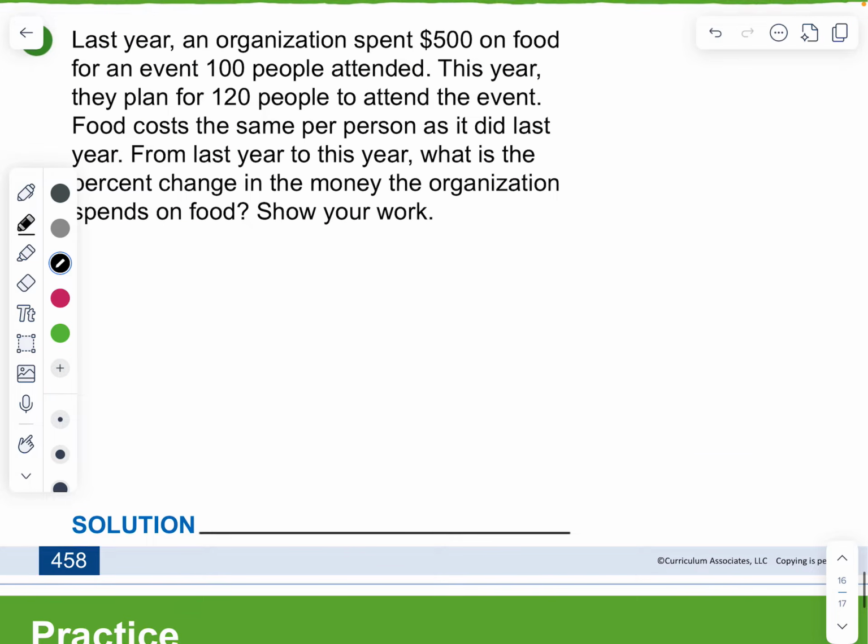Number 4, last year an organization spent $500 on food for an event 100 people attended. This year they plan for 120 people to attend the event. Food costs the same per person as it did last year. From last year to this year, what is the percent change in the money the organization spends on food? So $500 on food for 100 people.